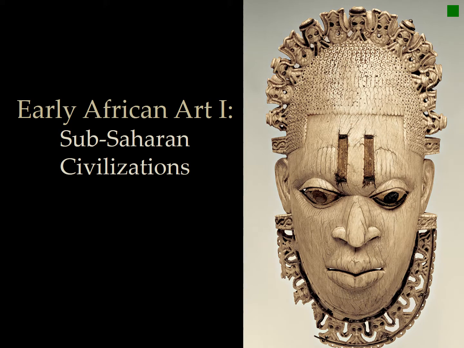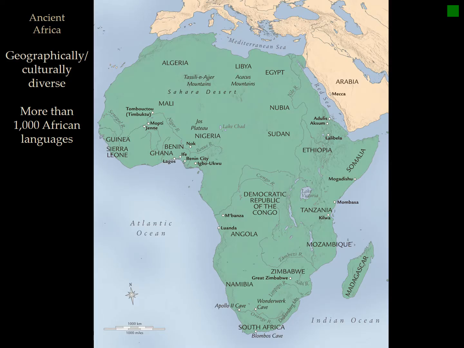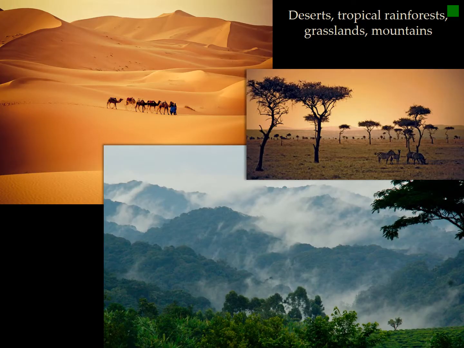This lecture introduces African art, beginning with the earliest remnants that we have of civilizations on the continent, with Sub-Saharan civilizations being our focus today. Africa, as the Americas, is geographically and culturally diverse, with more than 1,000 African languages spoken today. The regions in Africa range from deserts, tropical rainforests, grasslands, and mountains. Obviously, each one of these terrains will yield a very different culture, a very different way of life, and of course, a different type of art.